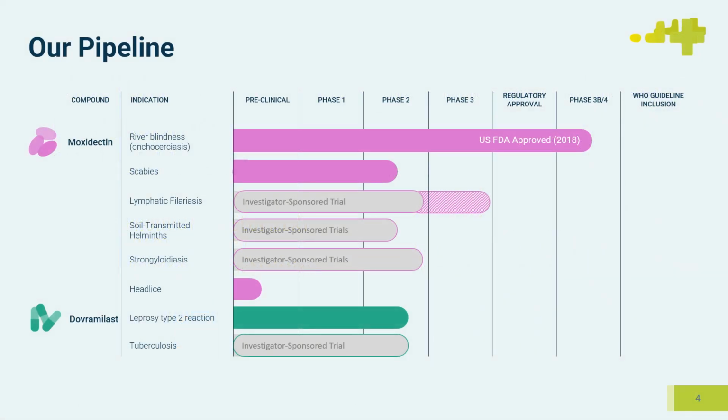Medicines Development is currently actively targeting 4 categories of parasite-causing diseases: the filarial diseases onchocerciasis and lymphatic filariasis, ectoparasites, scabies and head lice, the helminthic worm infections strongyloides and soil-transmitted helminths, and mycobacterial infections, including leprosy type 2 reactions and tuberculosis. Collectively, these diseases affect more than 1 in 5 people on the planet, usually in the most impoverished nations.